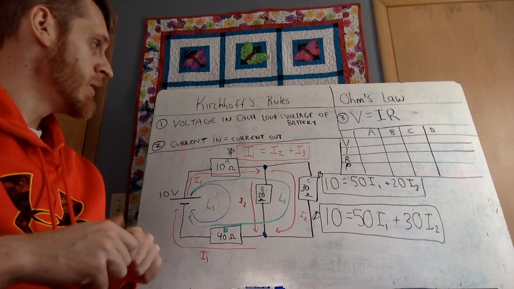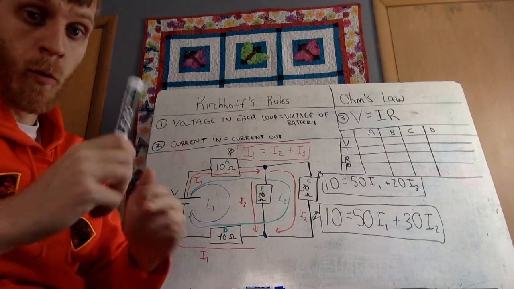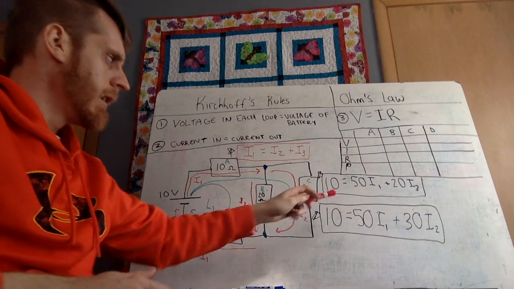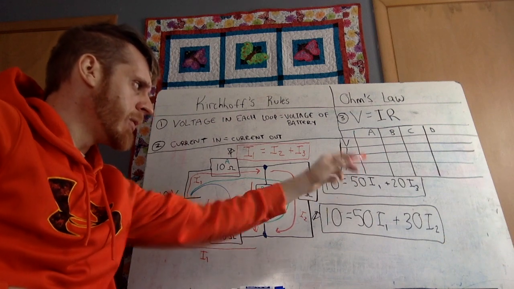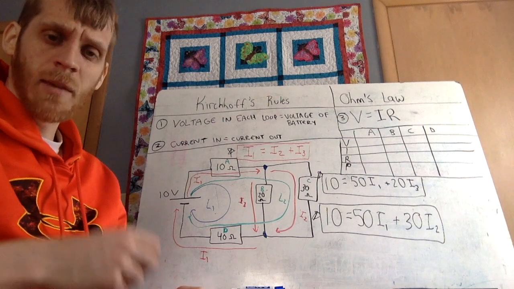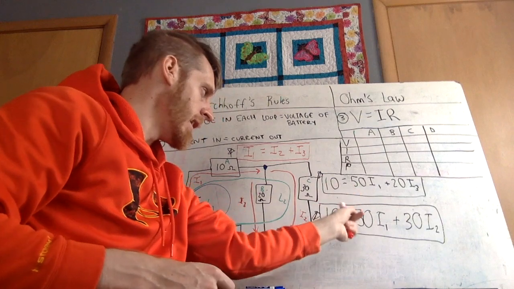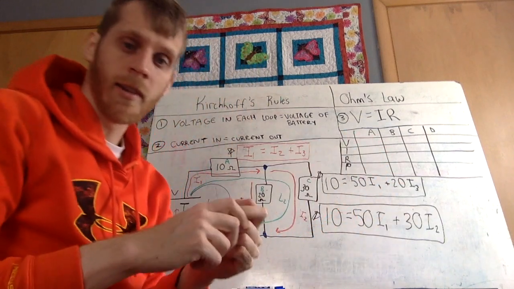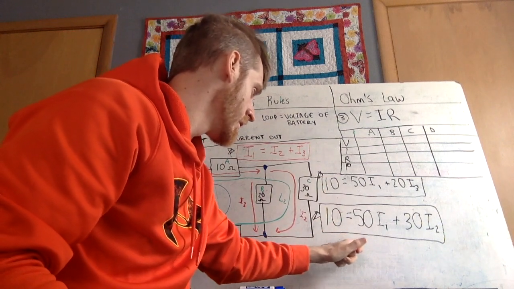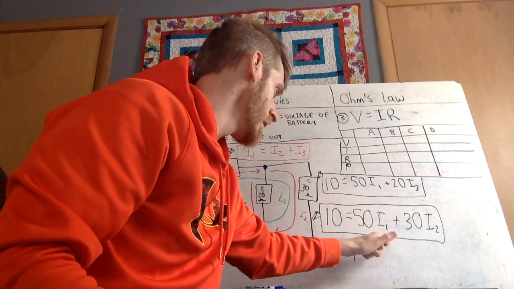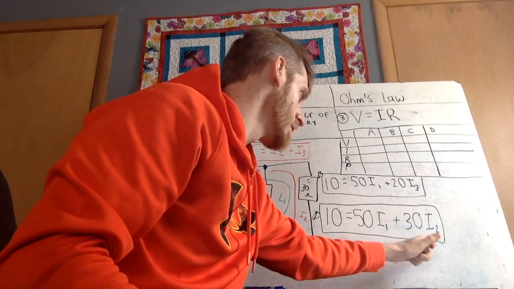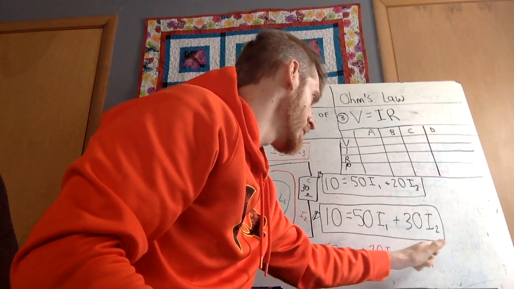So what you have to do then is set things equal to each other and solve for one variable at a time. So how do we do that? Let's look at these two equations right here. It says 10 equals 50 I1 plus 20 I3. 10 equals 50 I1 plus 30 I2. Since this equals 10 and this equals 10, that means that this equals that. So I can set those equal to each other. So that means that 50 I1 plus 20 I3 equals 50 I1 plus 30 I2.